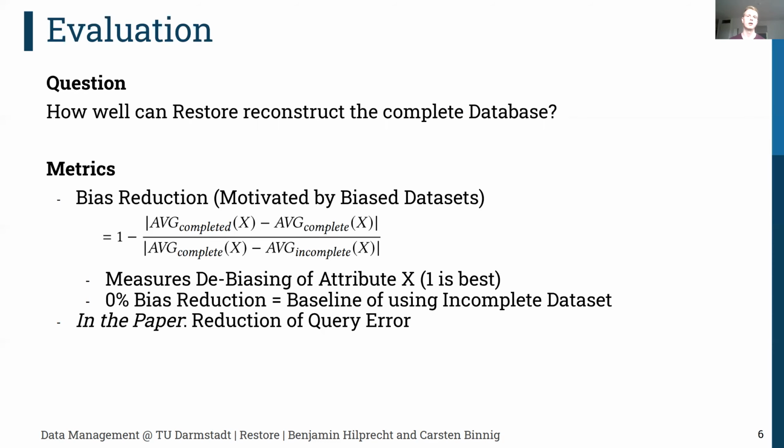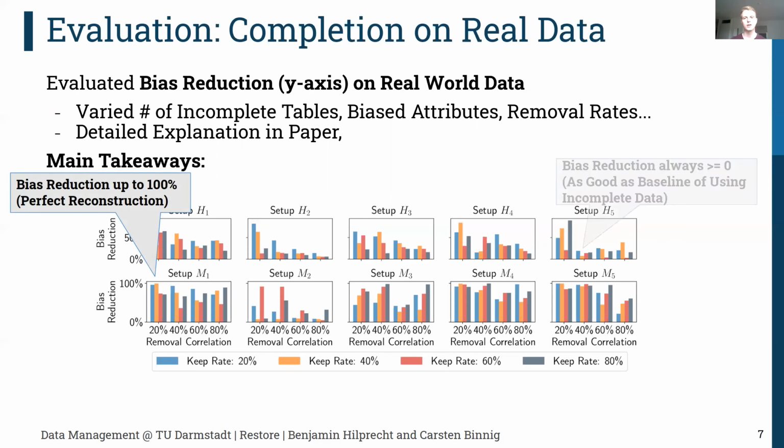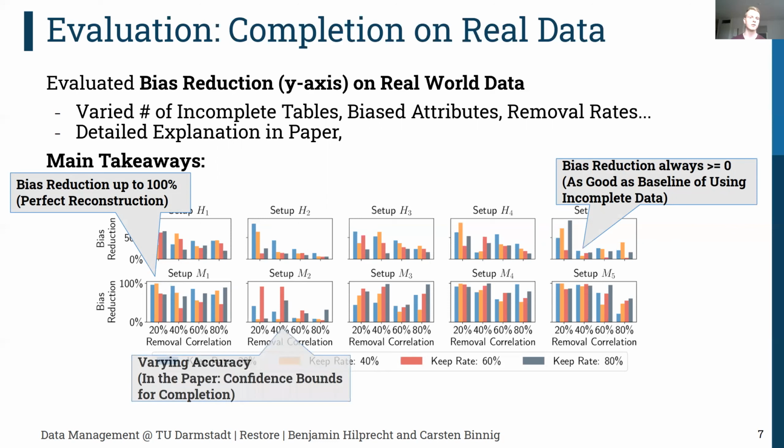And now we did an evaluation on real world data. On the y-axis, you can always see the bias reduction from 0 to 100%. And we varied a number of parameters, including the number of incomplete tables, bias attributes, removal rates, etc. Don't get confused by this plot, but the main takeaways here are that we can get bias reductions up to 100%, meaning that we get a perfect reconstruction. We are always better than using the incomplete dataset, which means a bias reduction of 0%. And the accuracy varies a bit. And that's why in the paper, we come up with confidence bounds for the completion.